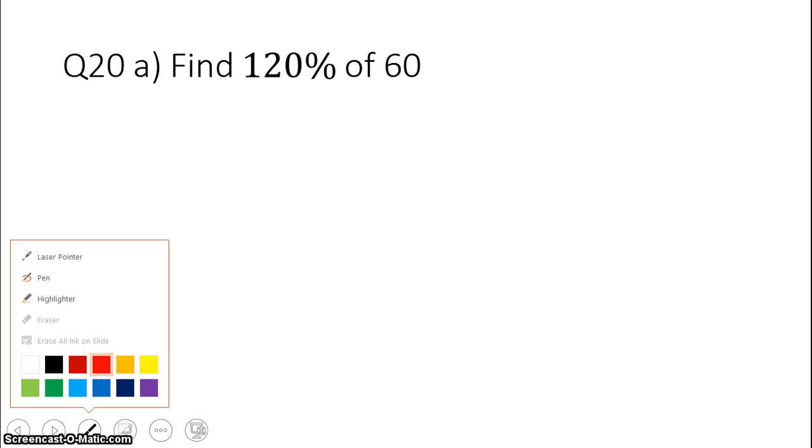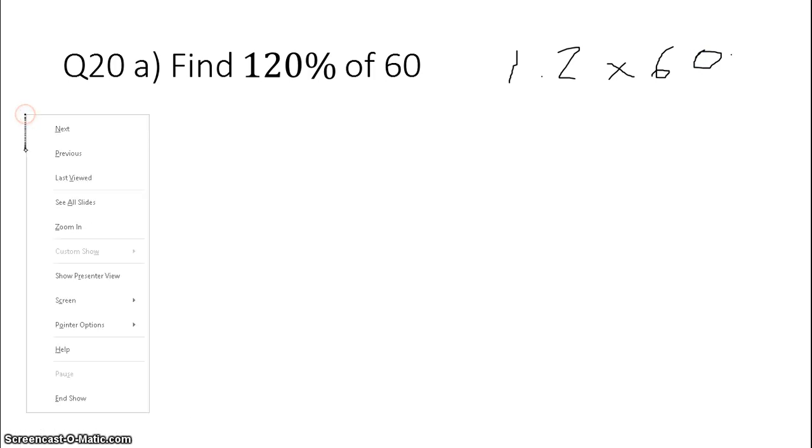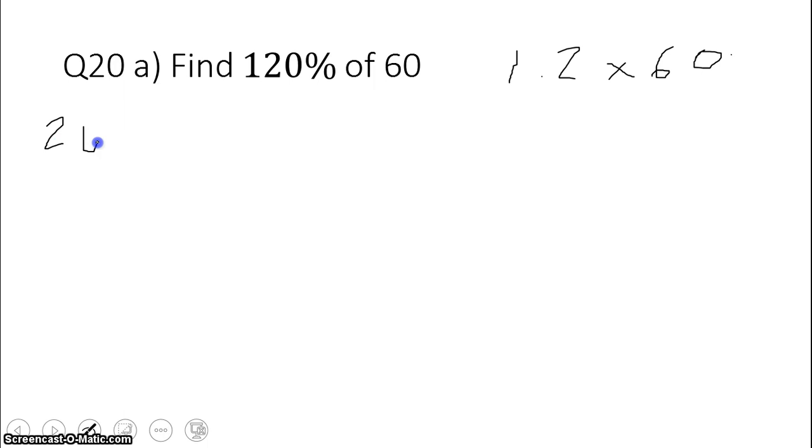find 120% of 60. To do this with a calculator, 120% is 1.2, and then you times it by 60. To do it without a calculator, we need to remember that 120% is 100% plus 2 lots of 10%.